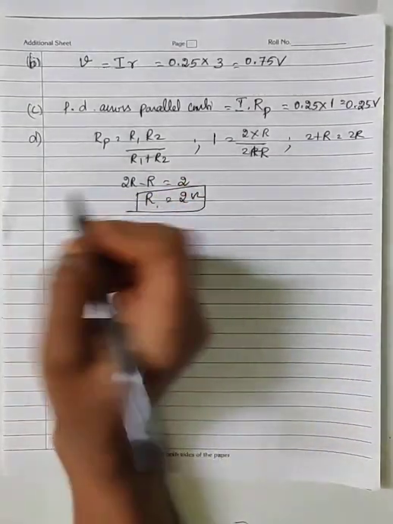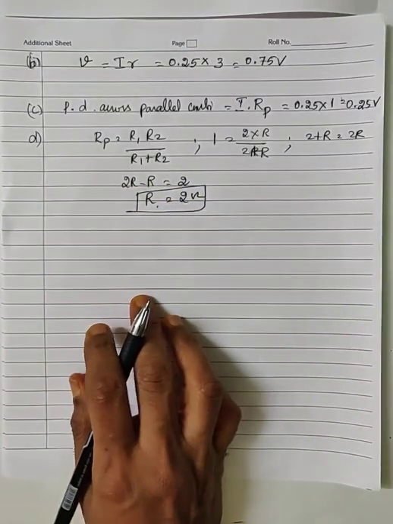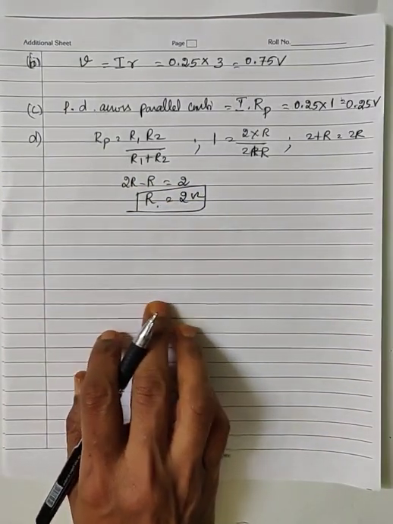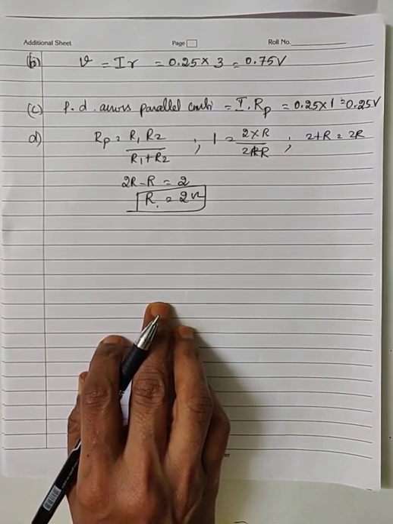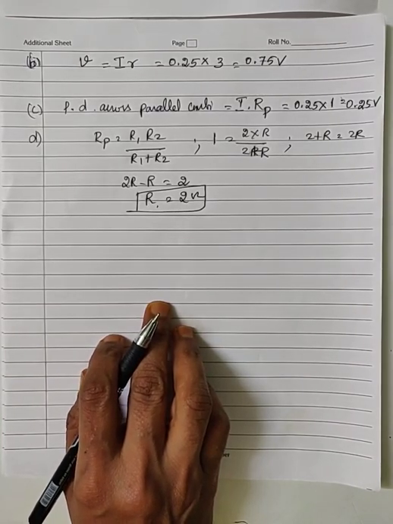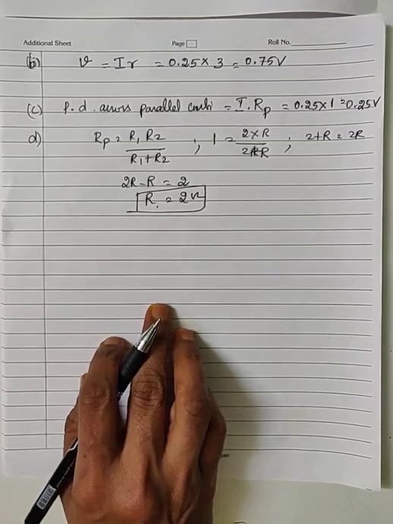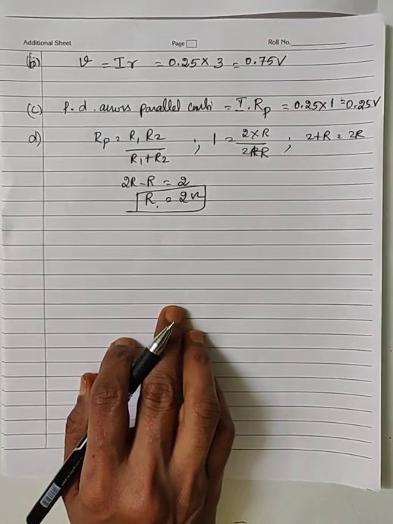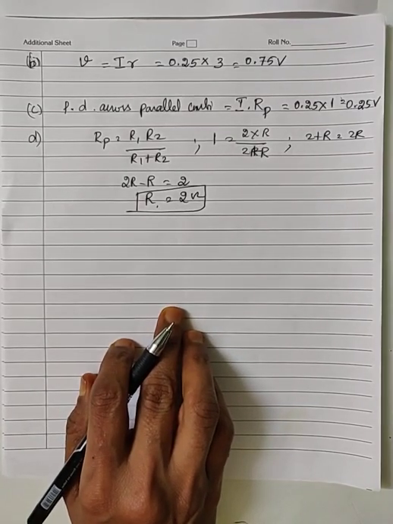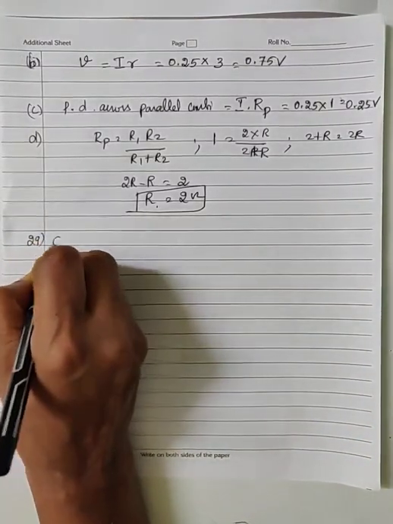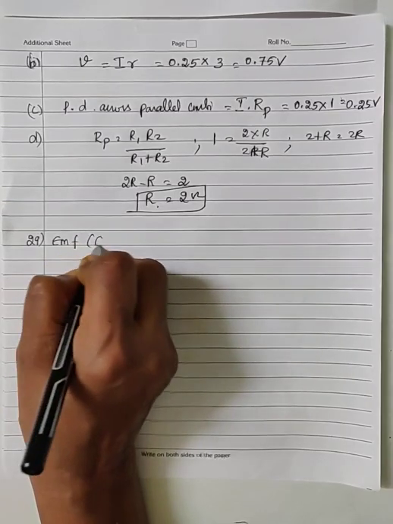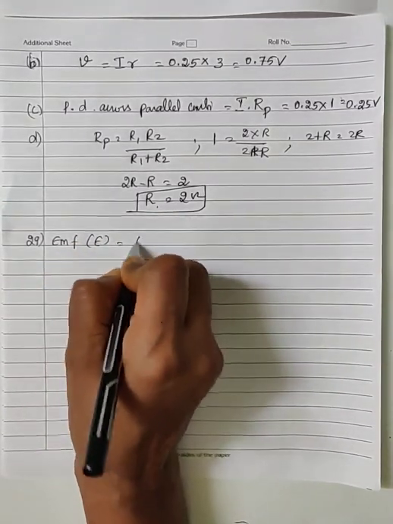Yes, this is the answer for the D part of the question. Okay, come to the next question, that is the 29th question. In this question, three resistors 6 ohm, 2 ohm and 4 ohm are joined to an ammeter and a cell of EMF 6 volt. So in the 29th question, the EMF of the cell is given as 6 volt.